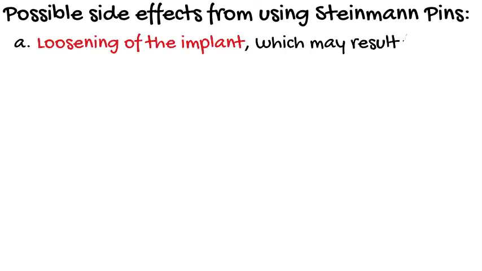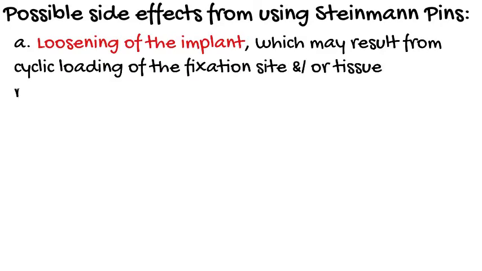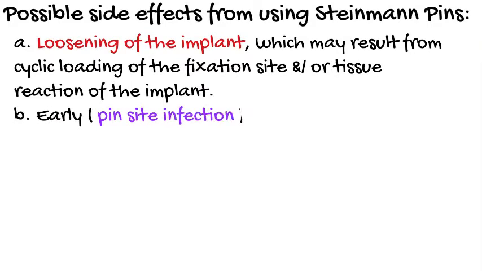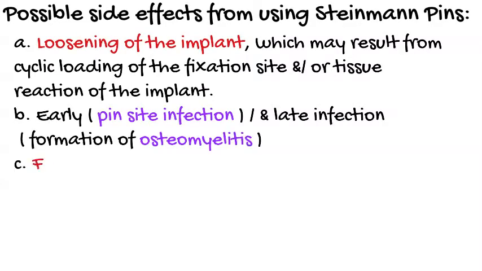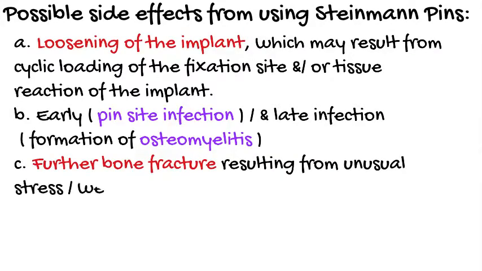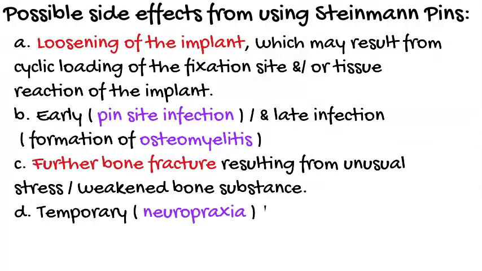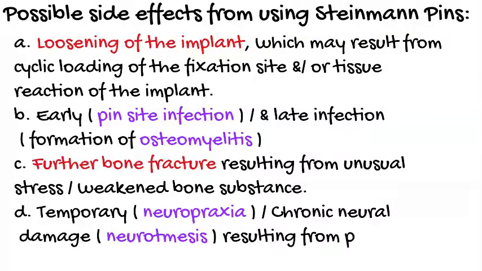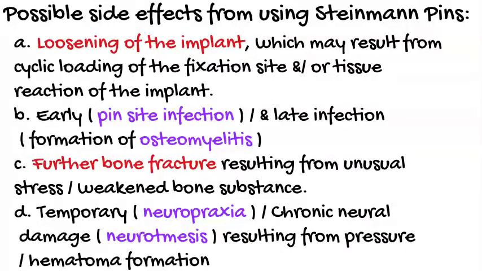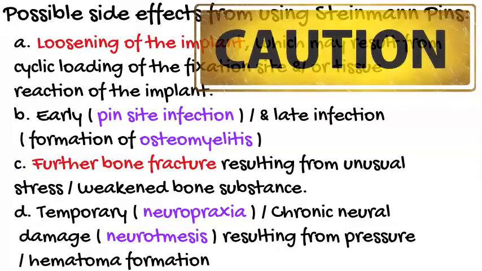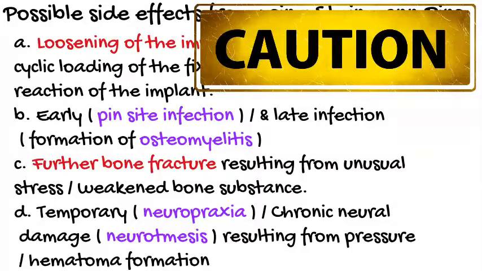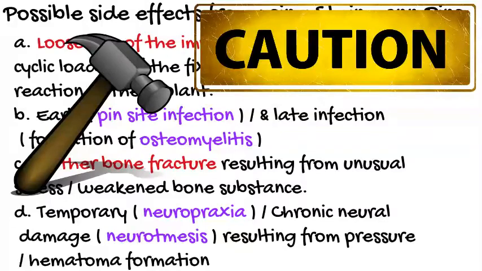A. Loosening of the implant, which may result from cyclic loading of the fixation site and/or tissue reaction of the implant. B. Early pin site infection and late infection that will lead to the formation of osteomyelitis. That means infection of the bone. C. Further bone fracture resulting from unusual stress or weakened bone substance in the first place. D. Temporary or chronic neurodamage, neuropraxia, resulting from pressure or hematoma formation.